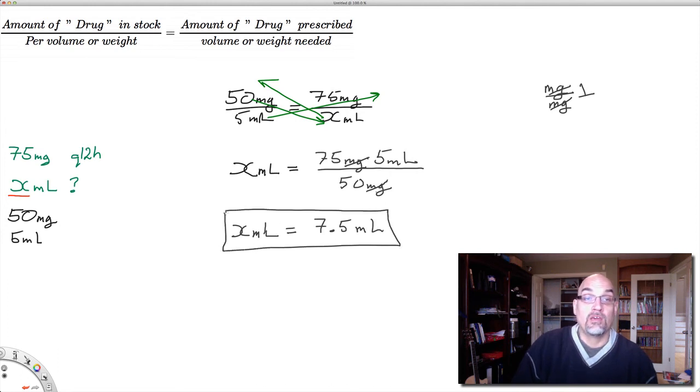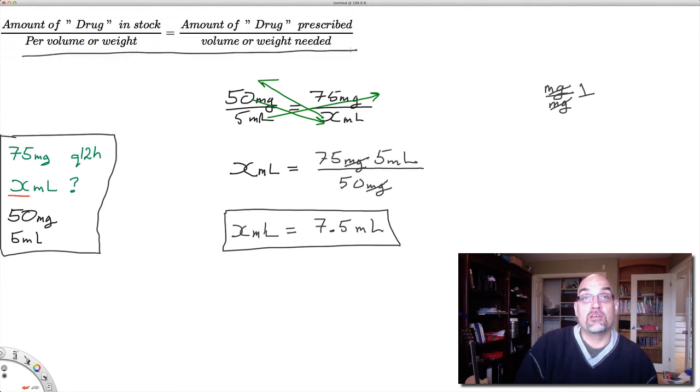Okay. And these are the steps I want you to take too. Write down your knowns and unknowns. Write down the formula that you're using. Substitute your knowns and unknowns into the formula, solve it, and write your answer. Okay, that's it for this example.